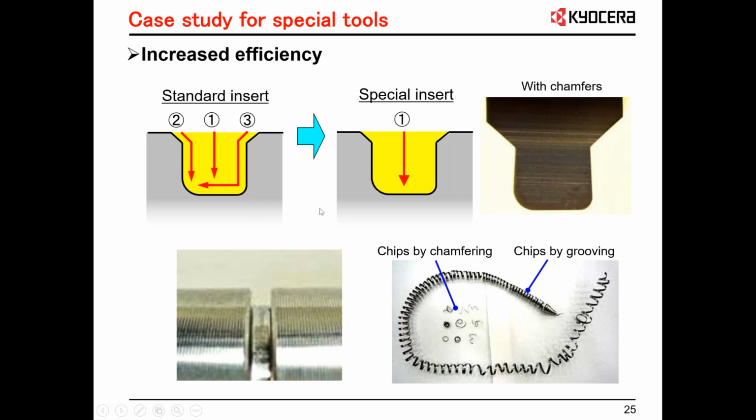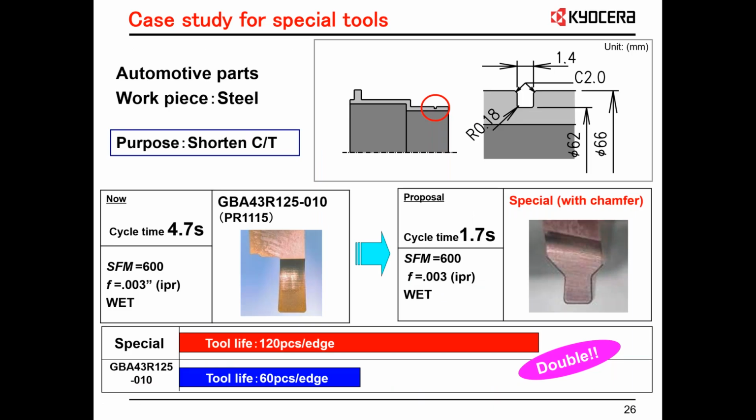So always look, is it valuable to just go in with a special insert made directly for the groove? Is it cost effective? Is it worth the investment to the end user? If so, it's always a better option to go with a special tool for something like this, as long as we can produce it and be cost effective at the same time.